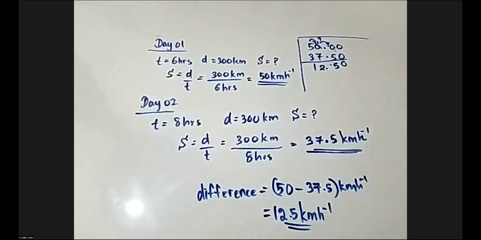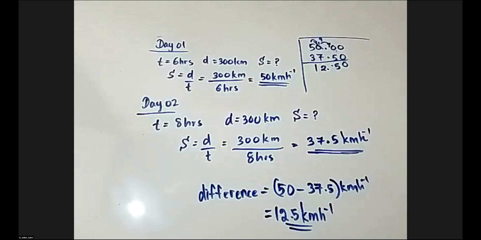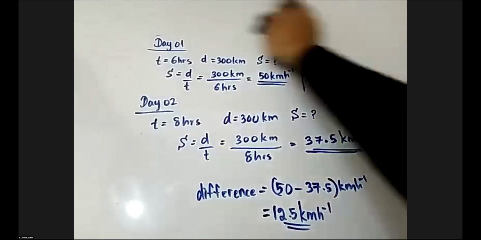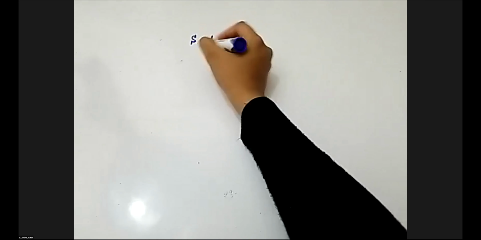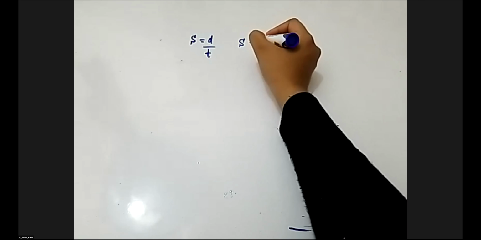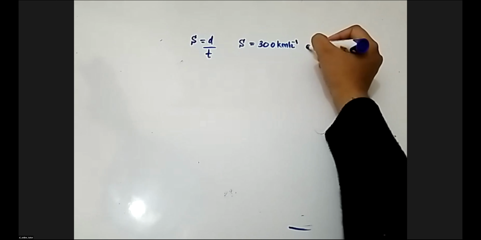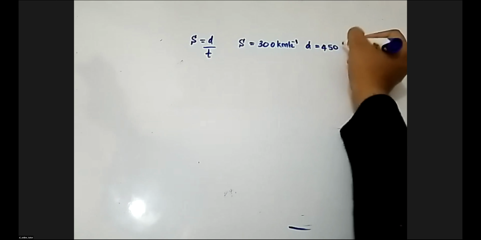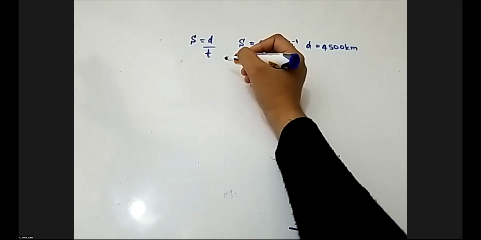The question is, how long will it take an aircraft which travels at a uniform speed of 300 kilometers per hour to fly 4,500 kilometers? Speed is given, distance is given, time should be found. Equation is speed equals distance over time. Speed is 300 kilometers per hour. Distance is 4,500 kilometers. I have to make T the subject of the formula.